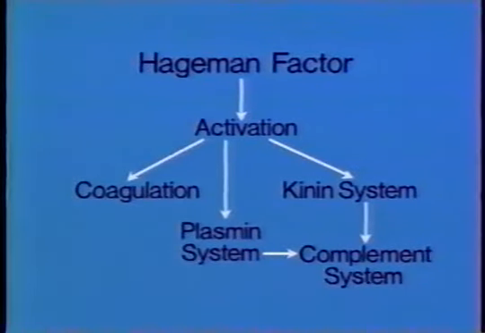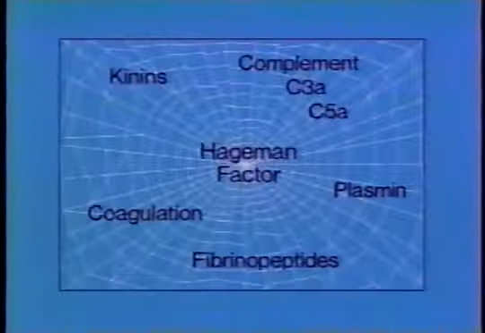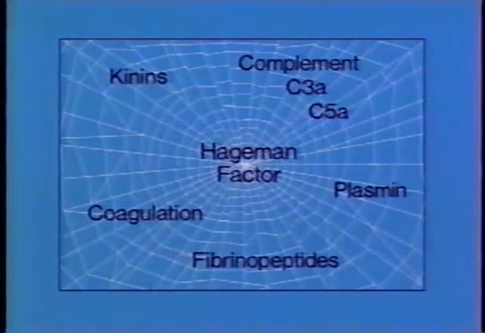Note that Hageman factor, when activated by contact with collagen, is capable of activating the coagulation cascade, the plasmin system, and the generation of kinins. Indirectly, the complement system will also be activated through the action of plasmin or kallikrein. The complex interaction between these primary physiological systems may be accurately called the tangled web. Probably only a few mediators are important in any one specific example of inflammation.